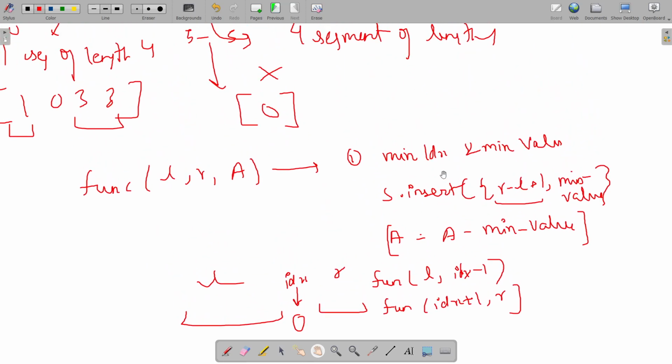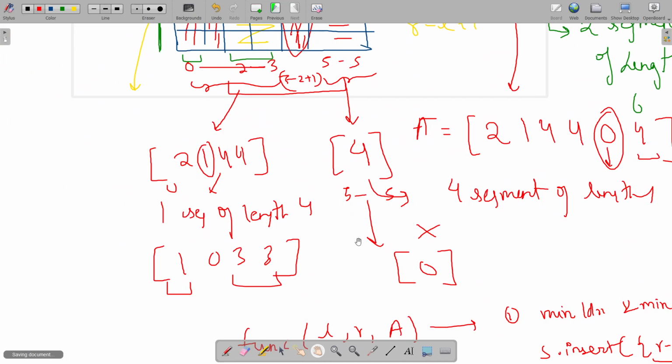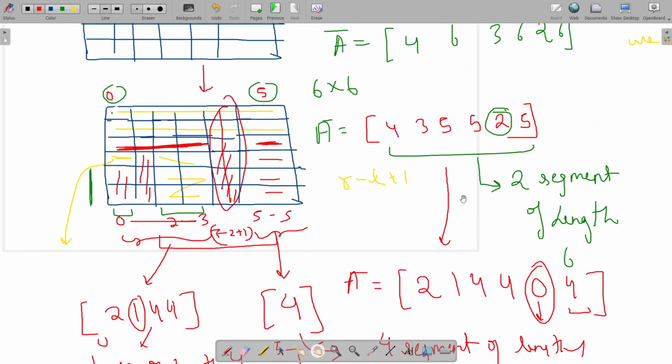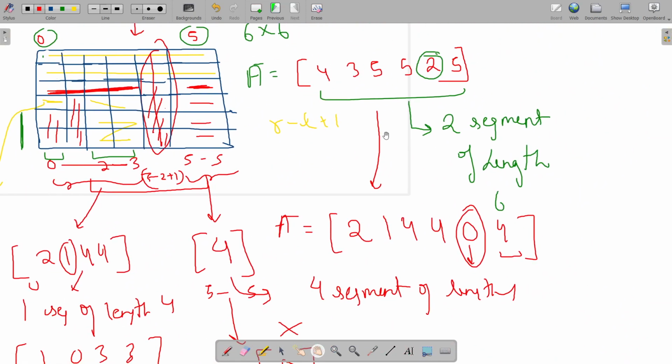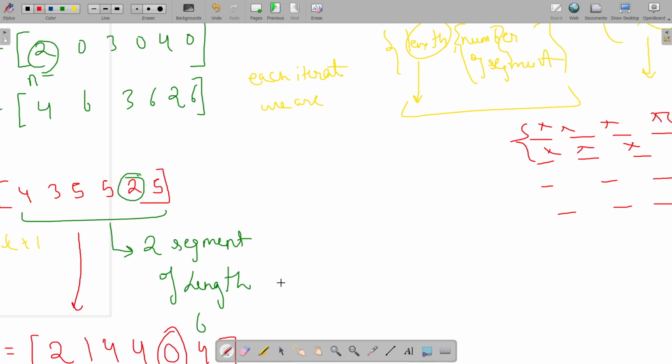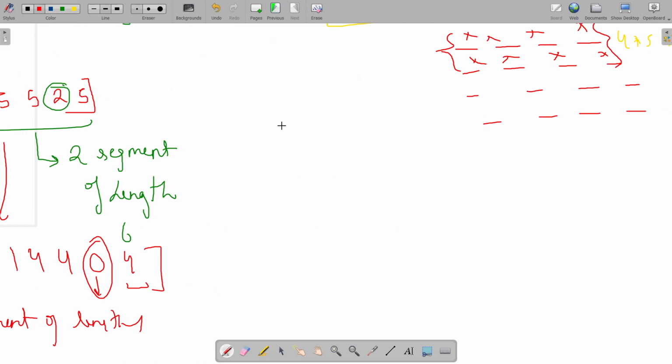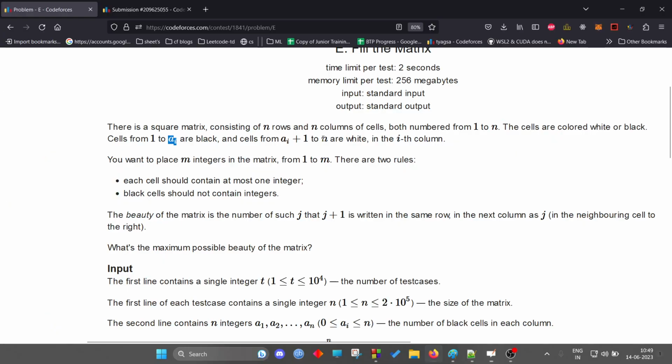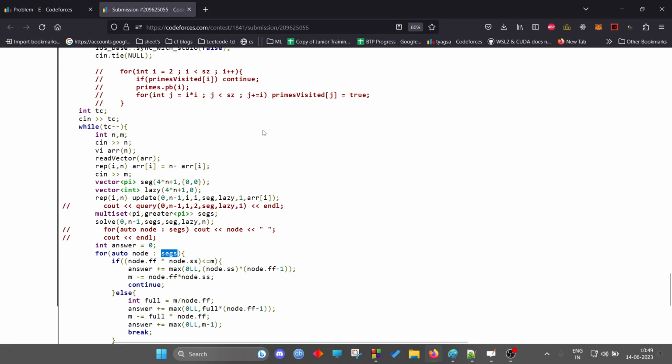I will show you the code. You need to have some knowledge of segment trees, particularly in this problem. Since you have range updates, you need knowledge of lazy segment tree. Also, in my case, the segment tree that I created stores a pair. So the pair value will be the value and the index in the original array where that minimum value was present.